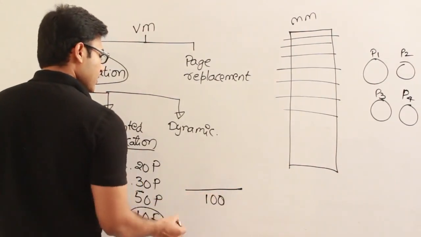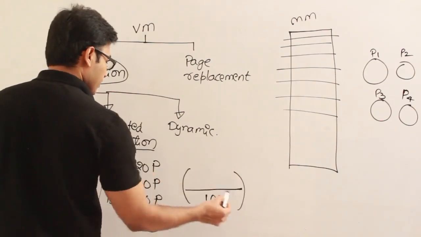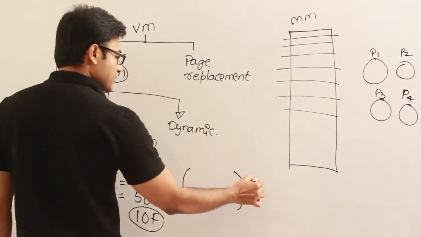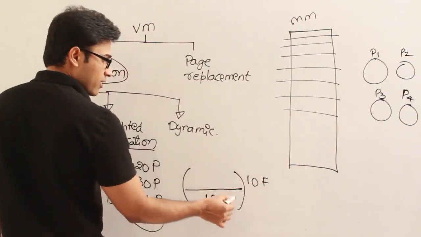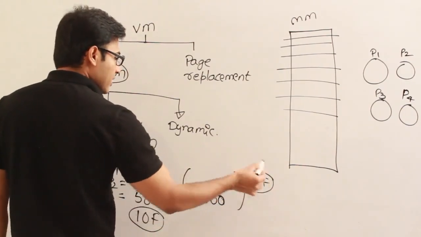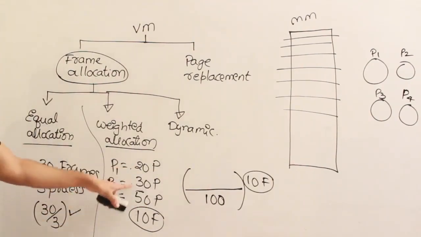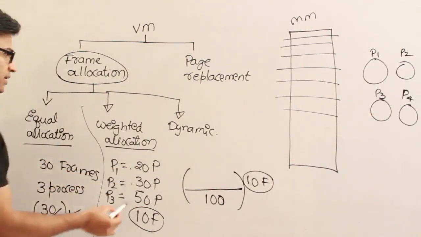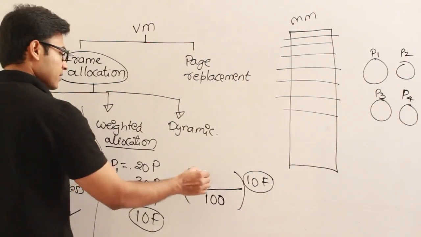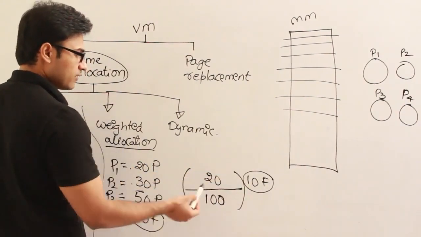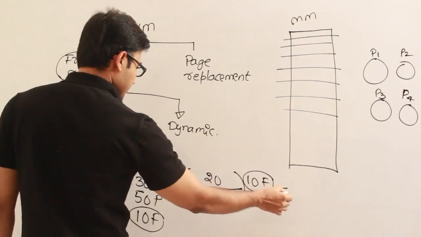And then depending on the weight of each one, the requirement of each one, I am going to allocate. So I have 10 frames. This is the total requirement and this is the total availability. Now in the numerator, I change the numbers to these requirements, which means for P1, how many do I allocate? 20 by 100 into 10, right? Then how many will it get? It will get 2 frames, right?